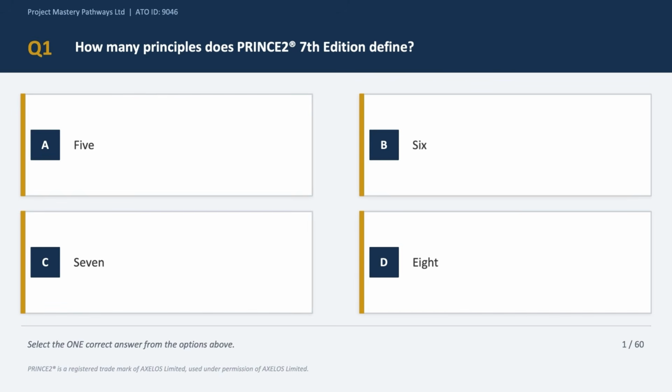Right, so question number 1, please pause the video and try to solve the question. This is a straight out of the gate question with the fundamentals around PRINCE2. The question is simply asking how many principles PRINCE2 7th edition defines. The correct answer, of course, is option C, because PRINCE2 7th edition defines exactly 7 principles, which are ensuring continued business justification, learning from experience, define roles, responsibilities, and relationships, manage by stages, manage by exception, focus on products, and tailor to suit the project.